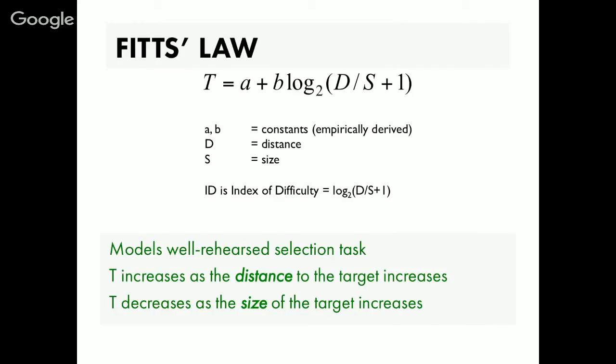This is the law, and roughly it tells you how much time it will take. It's based on a couple of constants which are empirically derived, largely based on what the actual mechanism is, meaning is it your hand, is it a mouse, is it a joystick, things like that. And these two other properties: the distance you have to travel and the size of the target. So the time increases if the distance increases, but time will decrease as the size increases.